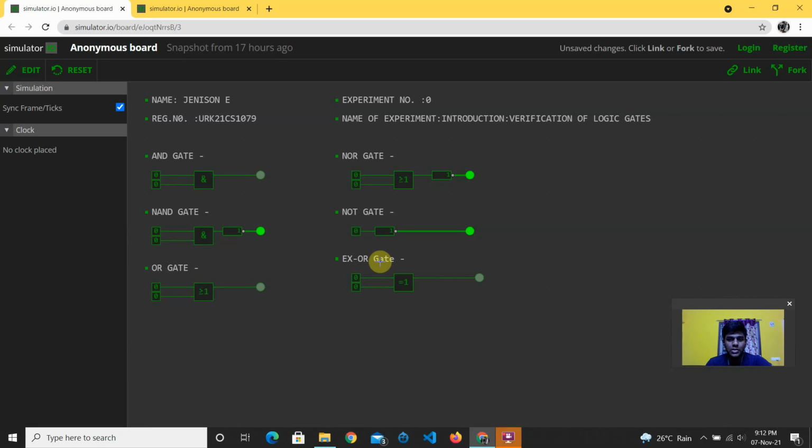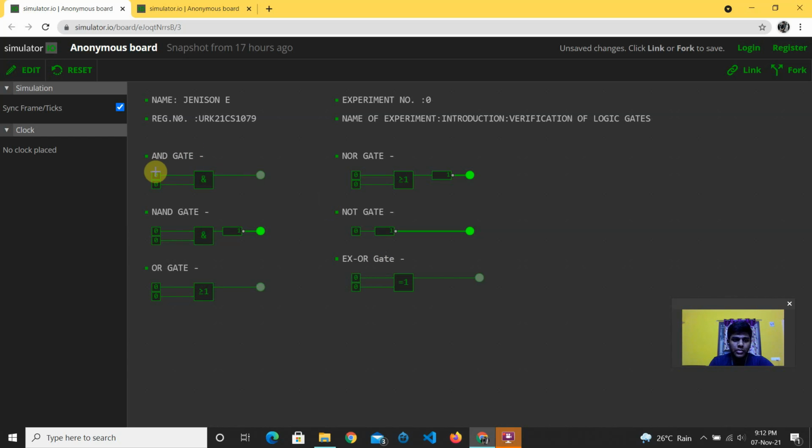URK21CS1079 is here to explain the zeroth experiment, that is verification of logic gates. So we have basic gates and universal gates. Basic gates consist of AND gate, OR gate, NOT gate, and the universal gates consist of NAND gate and NOR gate. So first we have AND gate.